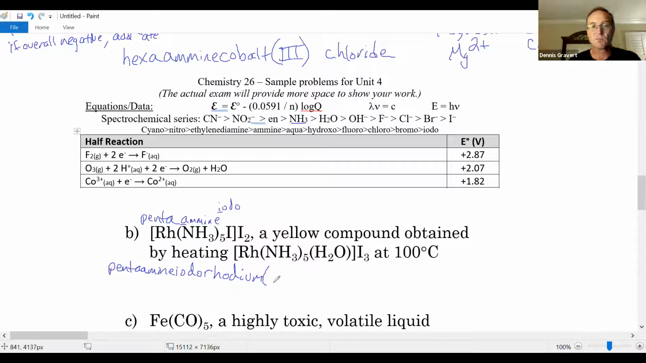The charge though, let's figure that out. There's 2 extra iodines outside, right? So there's an I- and I-, and then the complex. So the complex must be a +2.